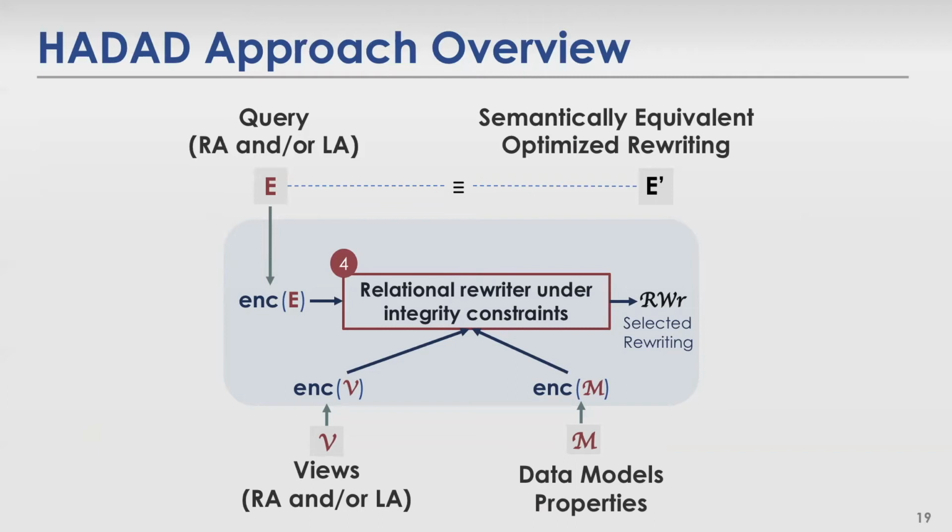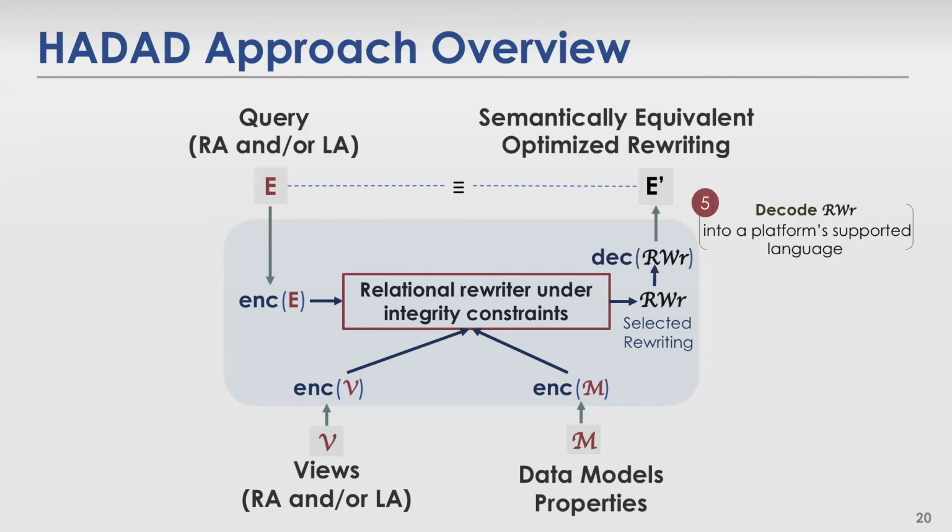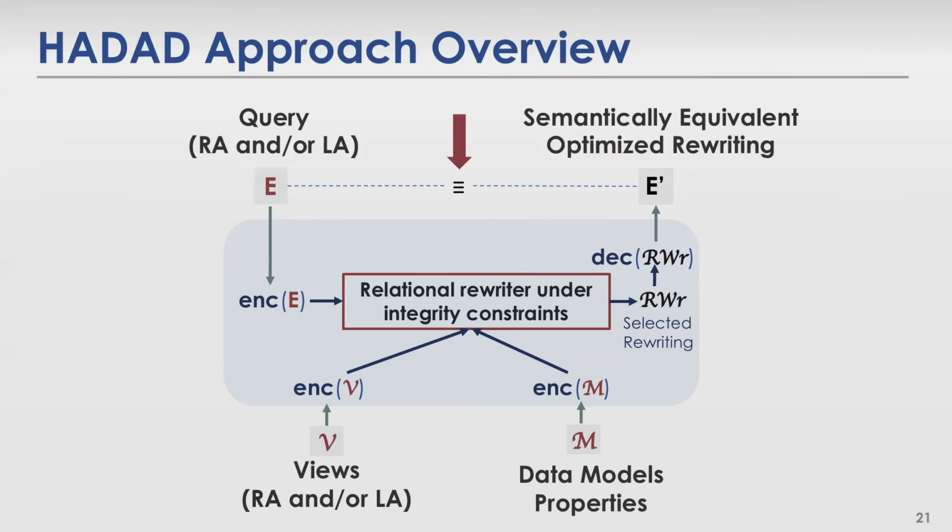Our rewriting engine of choice is the relational rewriter under integrity constraints. We have integrated into that engine two different cost models to prune out inefficient rewritings at early stages of the rewriting candidate search phase. The minimum cost relational rewriting is then decoded into a platform-supported query language. Our reduction guarantees that the found minimum cost rewriting is equivalent to the original query under a set of integrity constraints.